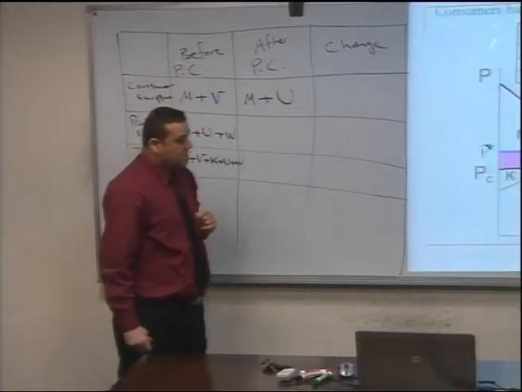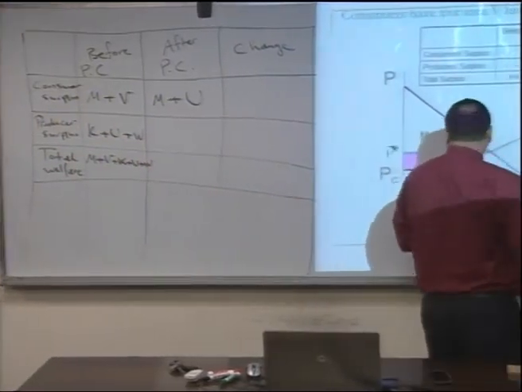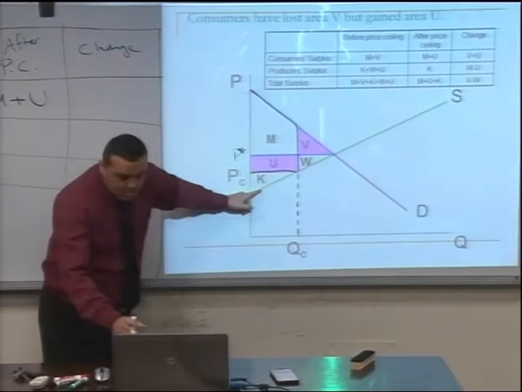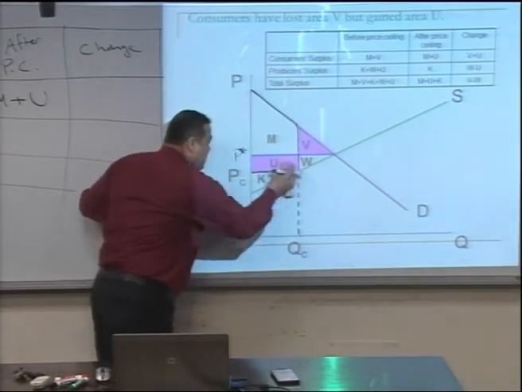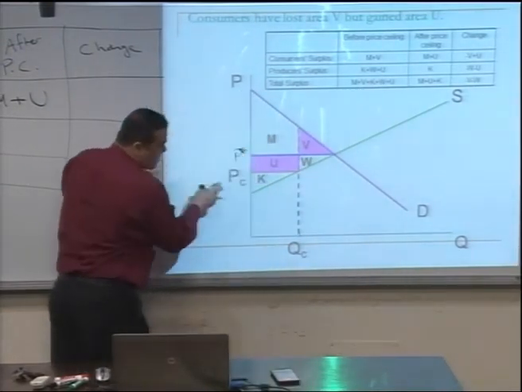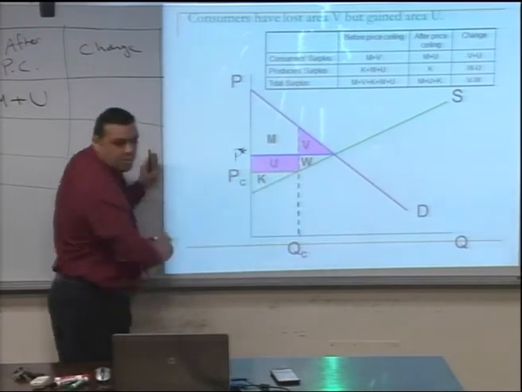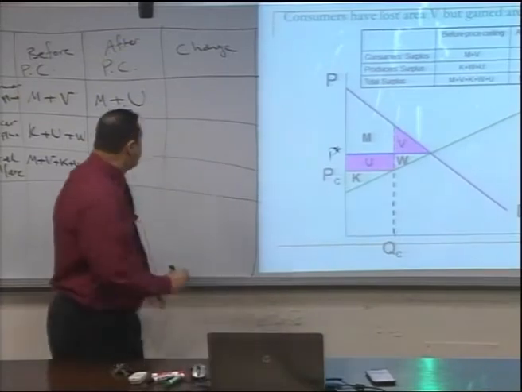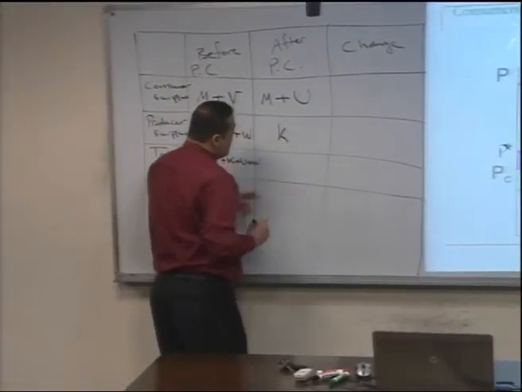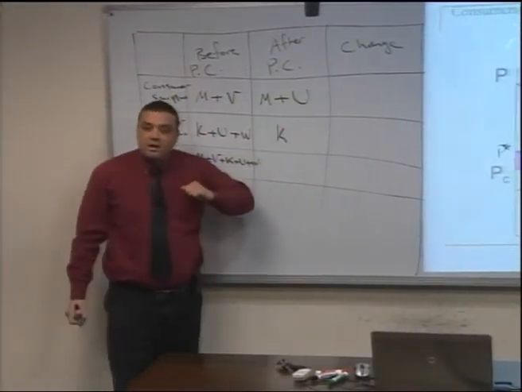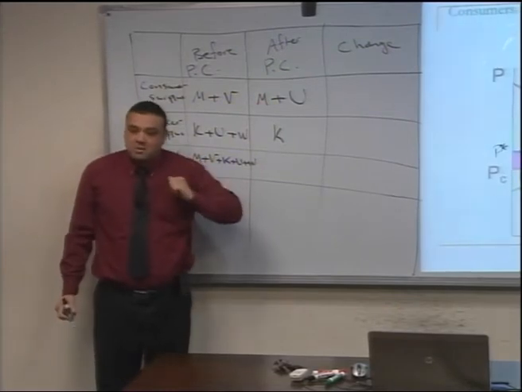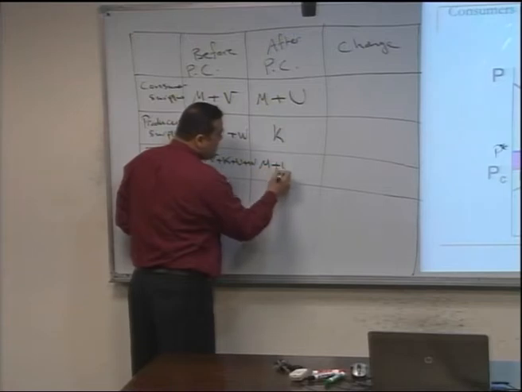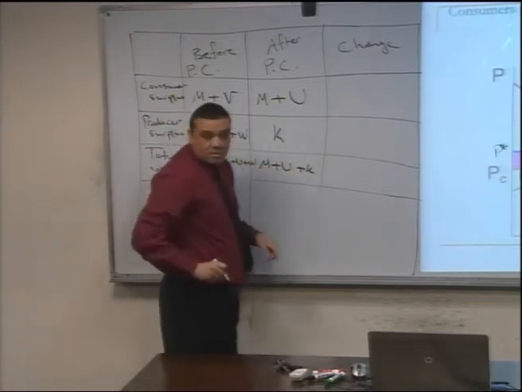What about the producer surplus? It's the area represented by this triangle here, below the price and above the supply curve. So it equals K. The social welfare, or the total surplus here, is M plus U plus K. Alright?